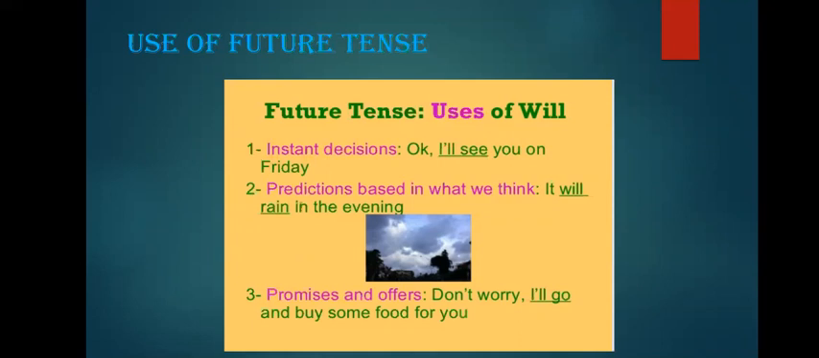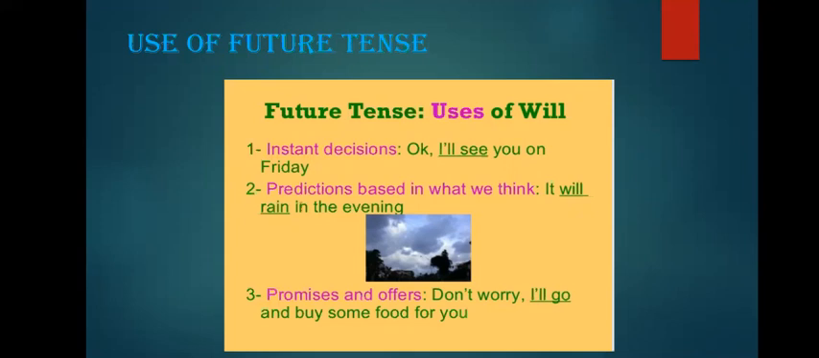Now here we come to future tenses, that is uses of will, right? So these are certain uses: when do you use future tense? First is when you are about to make some instant decisions, when you're about to decide about something very quickly. So you use simple future tense, just like, okay, I'll see you on Friday.